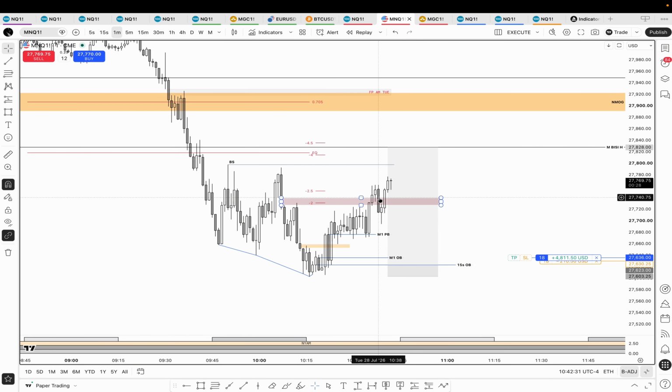So we have the formation of an order block right here, this down close candle. We have the displacement through this imbalance. If we return back down into it, we'd look for it to serve as support in the manner that I was initially looking for it to serve as support.